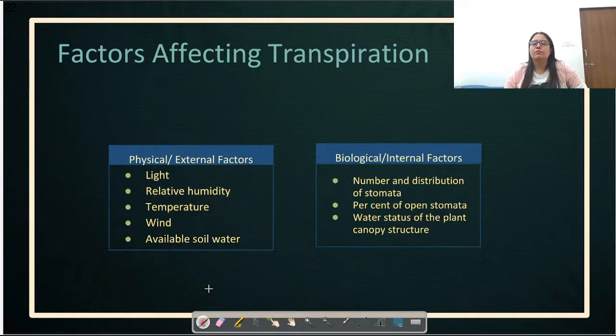Now let us talk about some important factors also given in your NCERT that affect the rate of transpiration. We want to talk about the factors that affect the rate of transpiration. Let me take a water break before I start explaining.